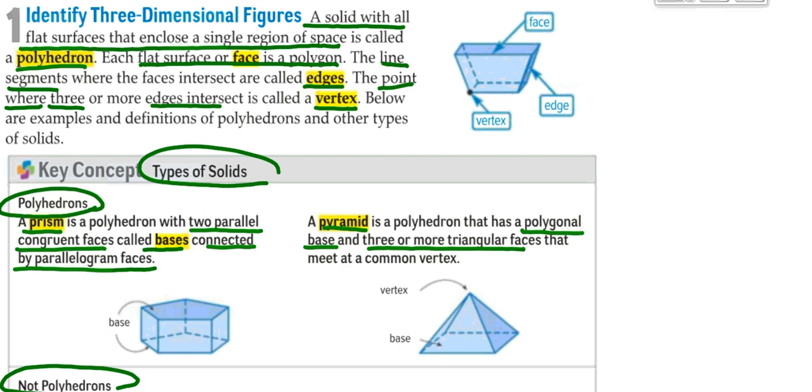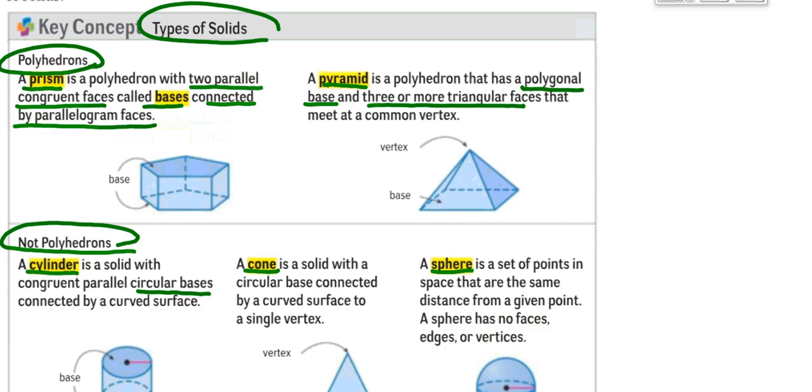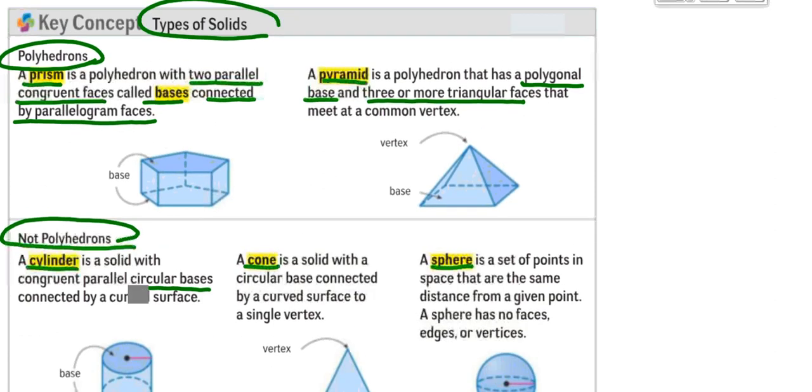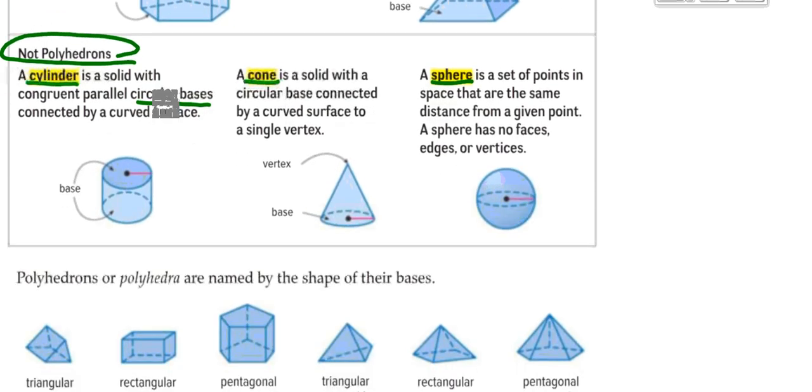And then a pyramid just has one base. Bases are faces, so when you list the faces, you also list all the bases as well. And then things that are not polyhedrons but are very familiar to us: the cylinder, the cone, and the sphere, as we look at those. So just some reminders of shapes that we've had before.